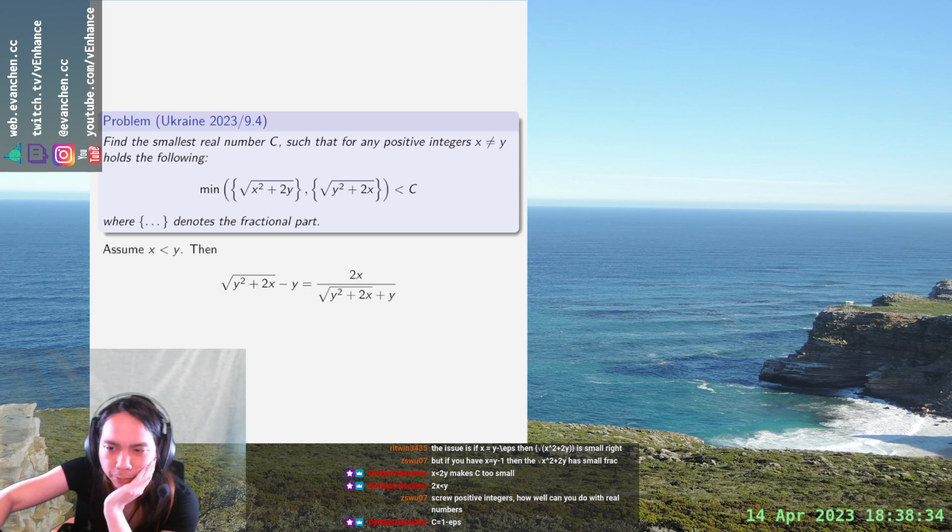How well can you do with real numbers? Oh, if it's real numbers, what you do is you let x and y be off by a very small amount. Like you let x be 10,000, and then you let y equal 10,000 plus 0.001 or whatever, and you can get as close to 1 as you want. Yeah, that's the problem. X less than 2y makes c too small. Yeah, 2x less than y.